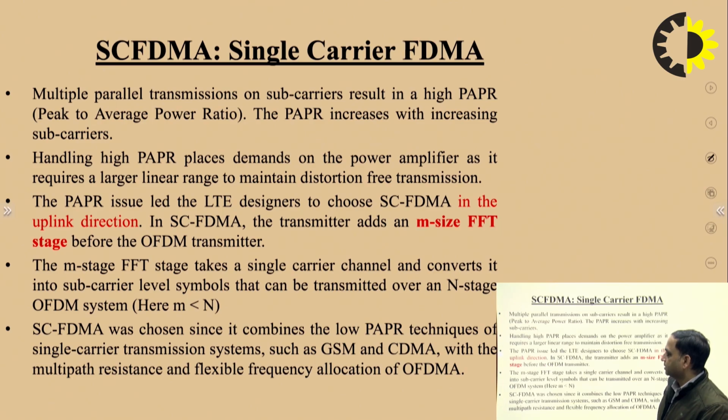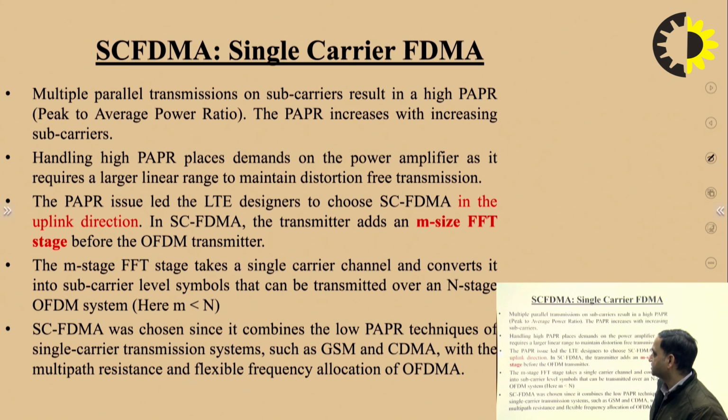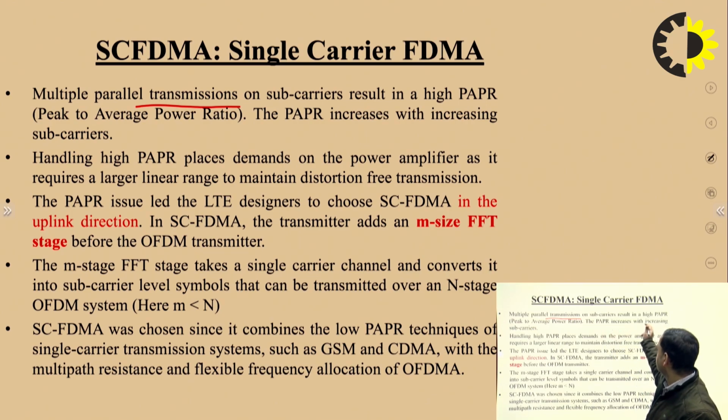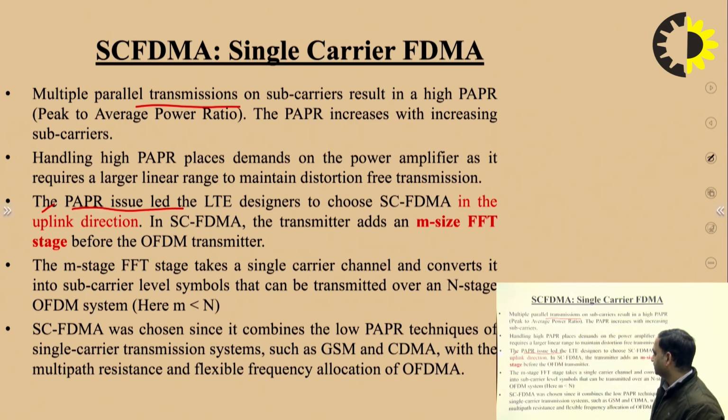SC-FDMA. There is one issue in the OFDMA system, that is the peak to average power ratio. This PAPR issue can be resolved in the case of the SC-FDMA signal. Multiple parallel transmissions on subcarriers result in high PAPR, right? But how do we handle this PAPR? By using the SC-FDMA. That is why this PAPR issue led the LTE designers to choose SC-FDMA in the uplink direction.